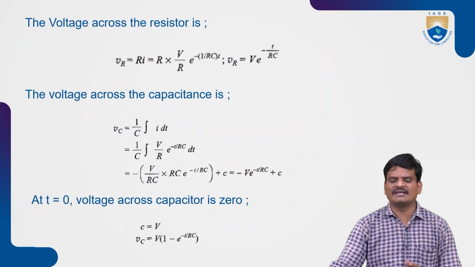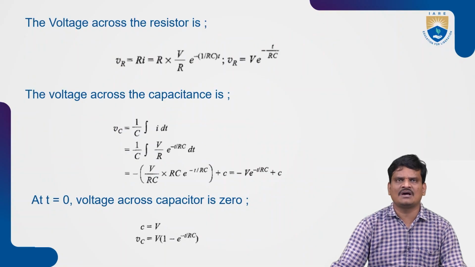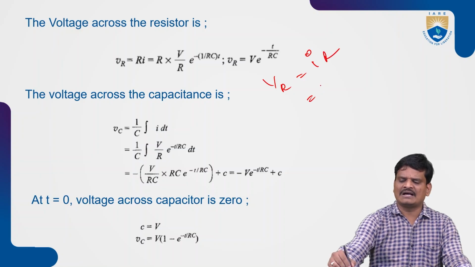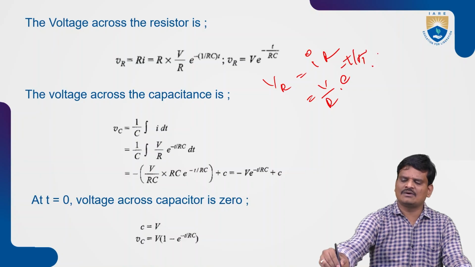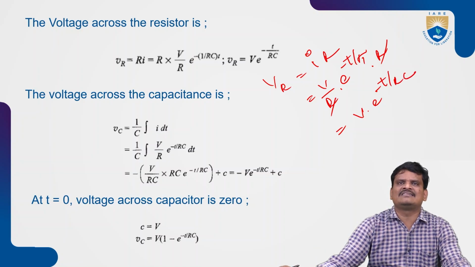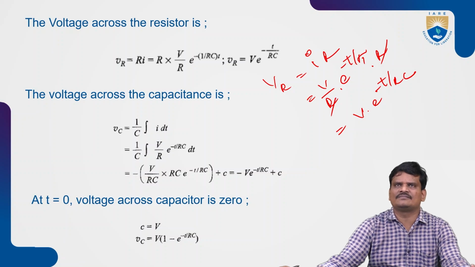In a similar fashion, I can calculate the value of the capacitor voltage also. So I am trying to calculate the value of VR, that is the voltage across the resistor. I know the value of I already, V by R into e to the power of minus t by tau, into R. So what is the expression for voltage? V into e to the power of minus t by RC is the expression for the voltage across the resistor that is connected in the circuit.